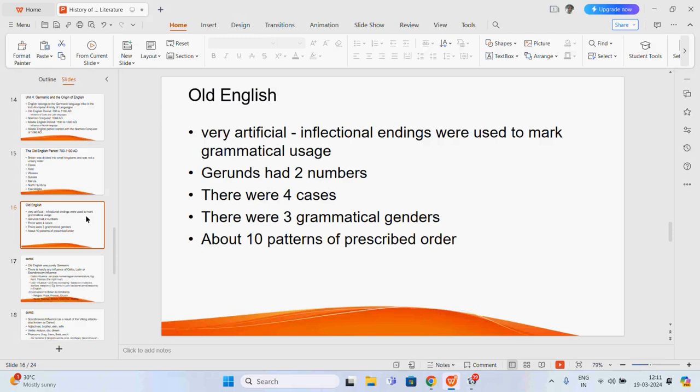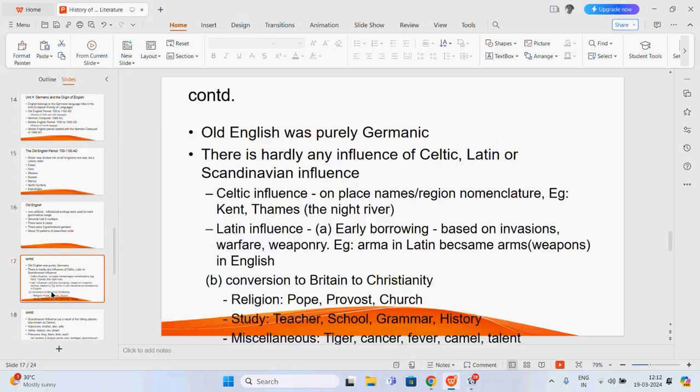We will be reading more about Old English and some other language aspects when we take up the second course, the structure of modern English. There are certain things that you see on your slide now which may not be easy for you to understand. What do I mean by gerund? What do I mean by number? What do I mean by case, grammatical gender, patterns? These will become easier for you when I take up the second course and we look at all these aspects. So for now, just look at this as information that you need to know about the characteristics of Old English. If you have to write about Old English, these are the points that you will write.